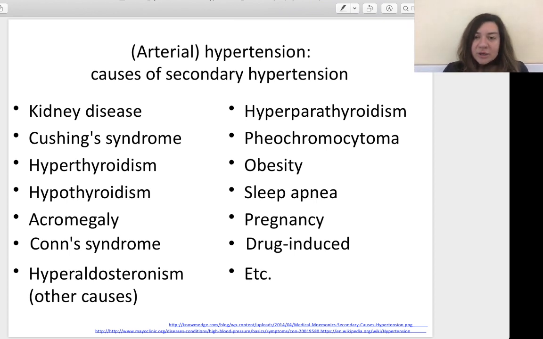And secondary hypertension, you remember that 10% of cases are secondary, when we can find some exact cause of this hypertension. What can it be? Most often it is kidney disease. It can be Cushing syndrome, it can be hyperthyroidism or hypothyroidism, it can be acromegaly, Conn's syndrome, hyperaldosteronism, hyperparathyroidism, pheochromocytoma, obesity, sleep apnea, pregnancy, it can be drug-induced, etc., and other more rare causes.